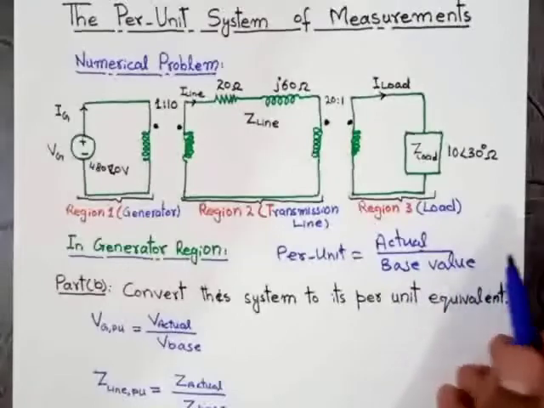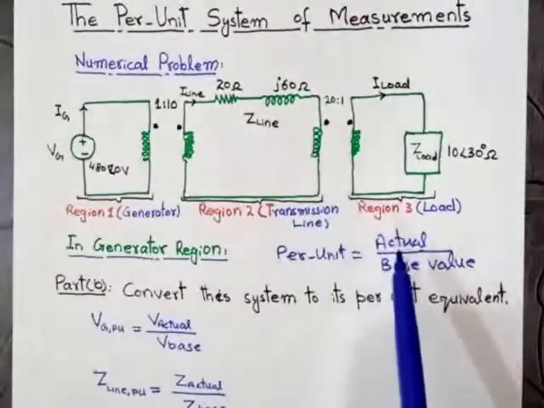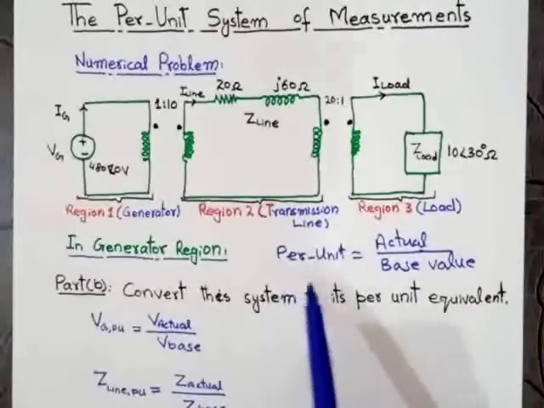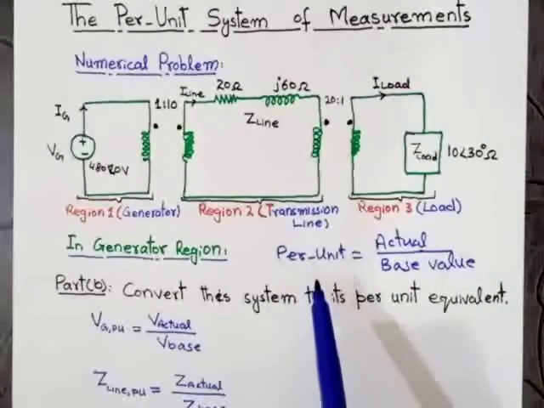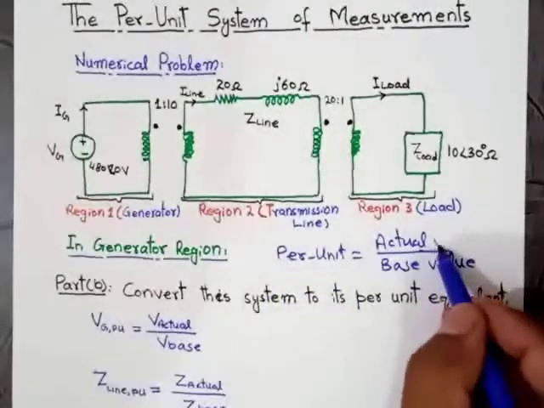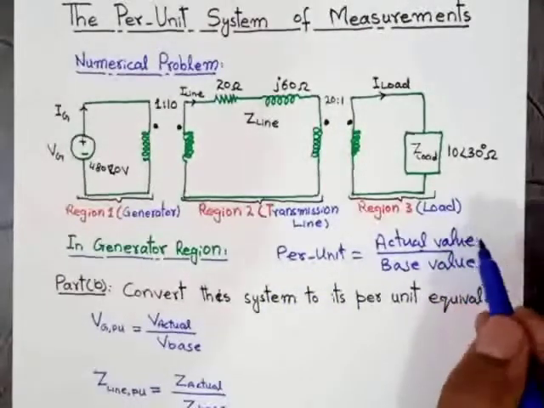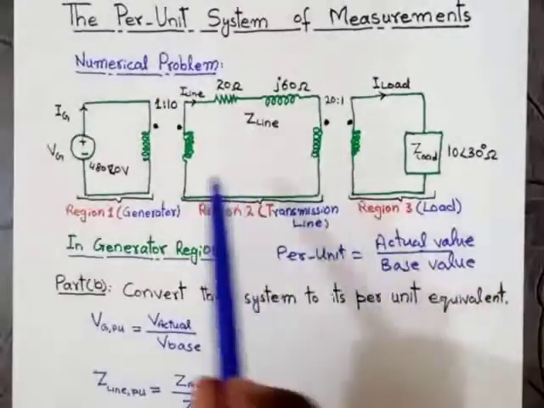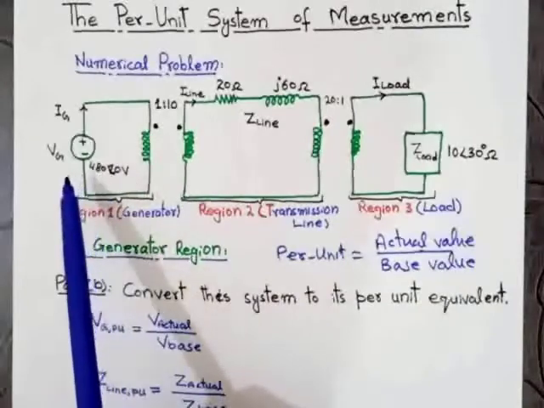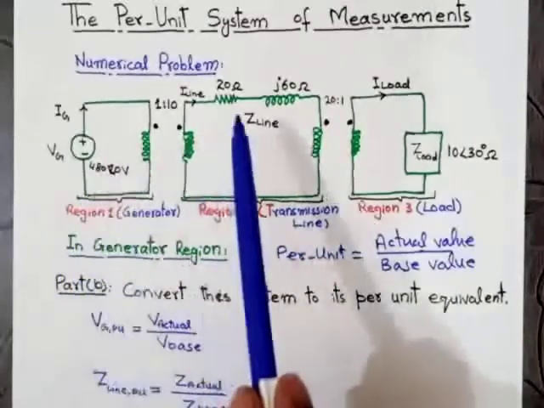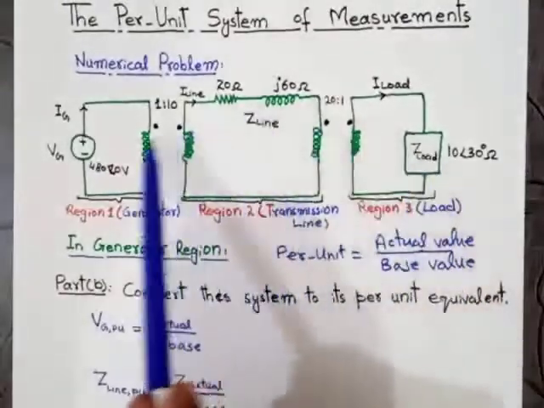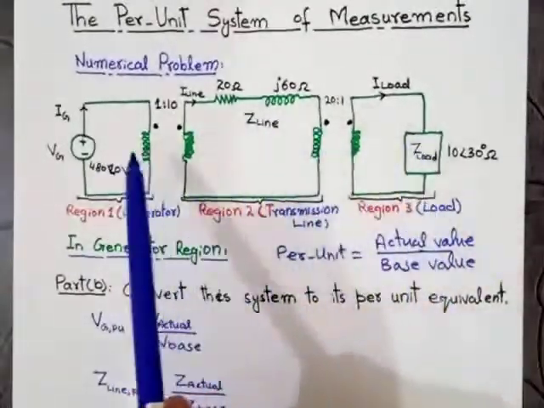So it means by using the actual values divided by the base value, we can convert the given system into the per unit system form. The actual value, as we have already discussed, is the value which is given in the circuit. In the circuit, the given values are the generator voltage VG, the line impedance and the load impedance. There are three parameters given in the circuit.